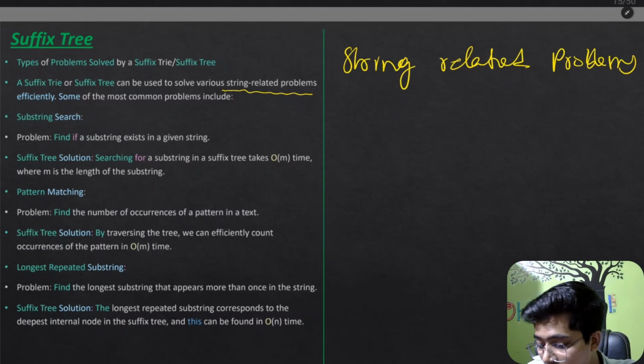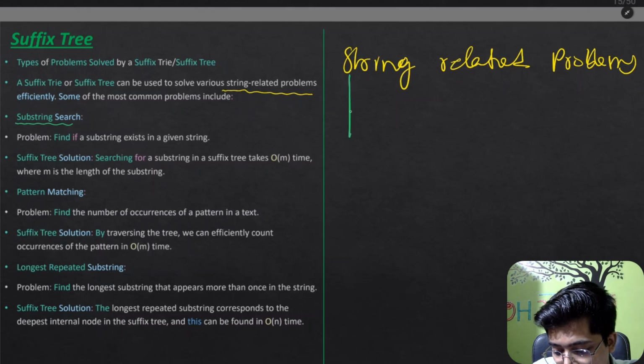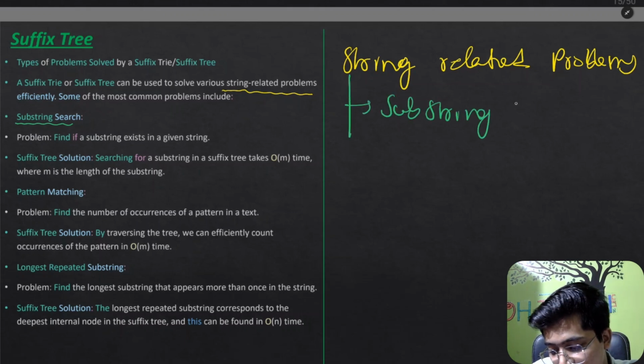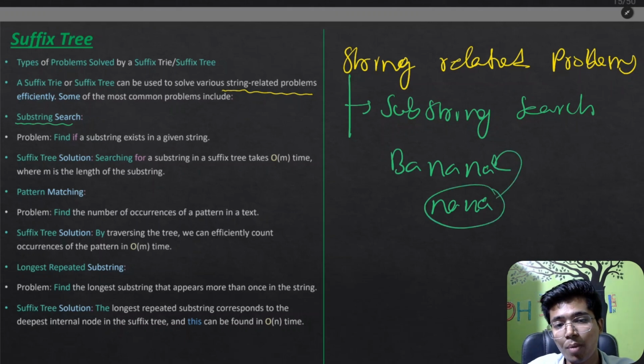Substring search. For finding a substring within the main string, we can utilize substring search. The problem: find if a substring exists in a given string. Suppose we have banana and want to check whether nana exists within it or not. If you get that type of problem, then we can apply substring search using the suffix trie.